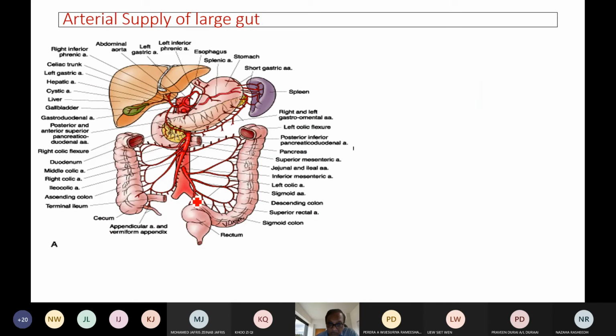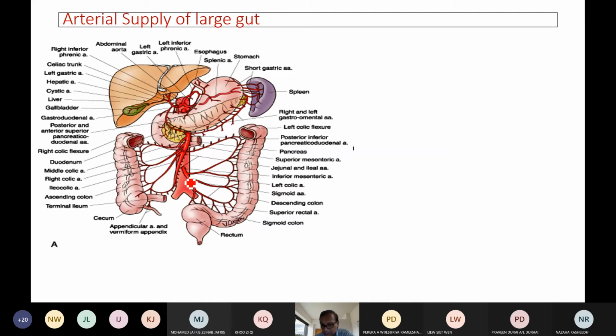Now, coming to the arteries here, I already told you that this is the celiac trunk coming from the upper part of the anterior abdominal aorta. This is the superior mesenteric artery and this is the inferior mesenteric artery. So there are mainly 3 arteries coming from the abdominal aorta: artery of foregut, artery of midgut, artery of hindgut. Foregut is celiac trunk here. This is superior mesenteric, this is inferior mesenteric.